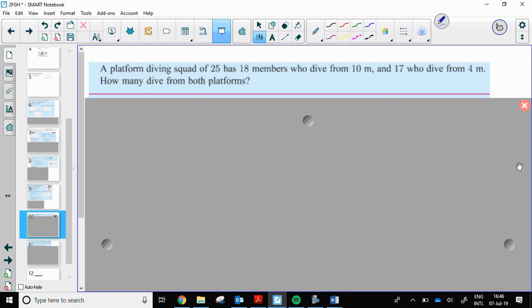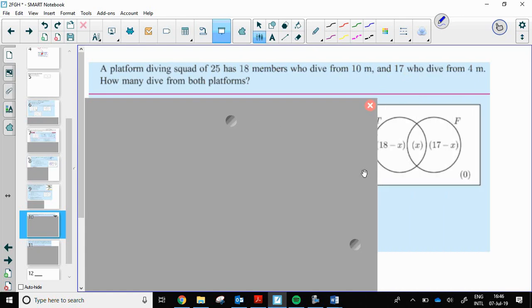So the way we want to do this is with, like I said, algebra. So we'll put an x in the middle for the intersection. We don't know what that value is, but the total left over here from 10 meters, represented by the T, is 18 minus x, and then we have 17 minus x in set F, which is for 4 meters.